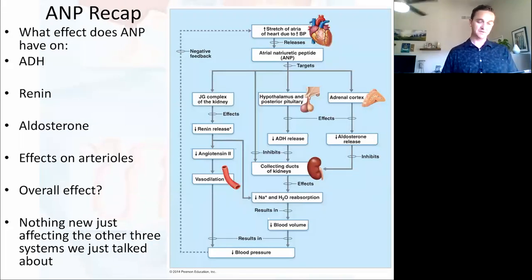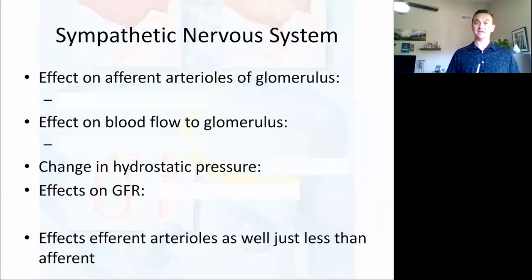Okay, so what does ANP do? ANP pretty much just does the opposite of everything else we just talked about. Okay, so I'll let you guys go ahead and fill this in by using the previous slide. What effect does it have on ADH, renin, aldosterone, arterioles, overall effect? Okay, so it's just going to be the opposite there. Okay, and then the sympathetic nervous system.